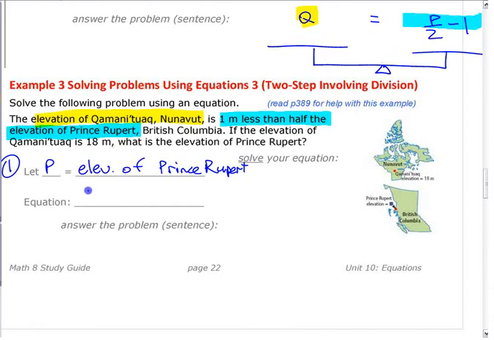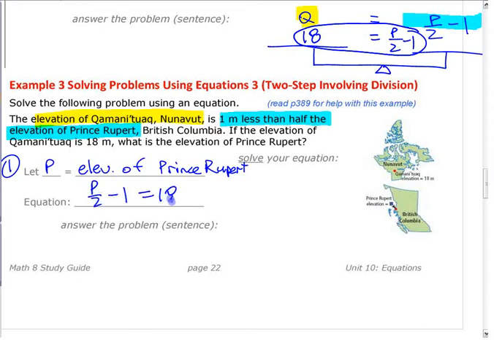So it says, but we do know what the Q is. What is the Q? It tells you that, right? How much is it? 18, right? So 18 is Prince Rupert divided by 2 minus 1. That's your equation, right? Start by comparing the 2, but then one of the numbers you know, right? You could write it like this. P divided by 2 minus 1 equals 18 if you want.